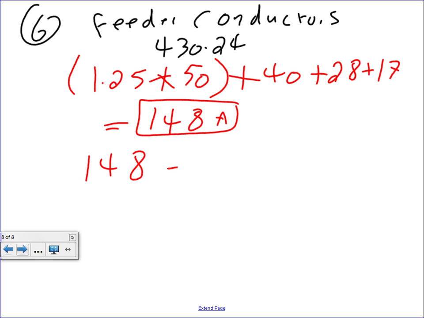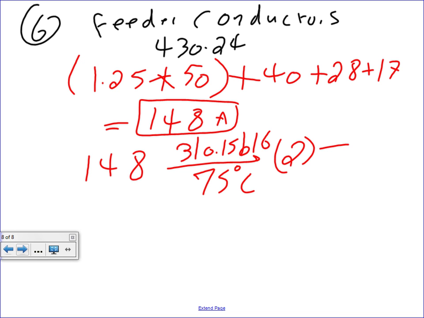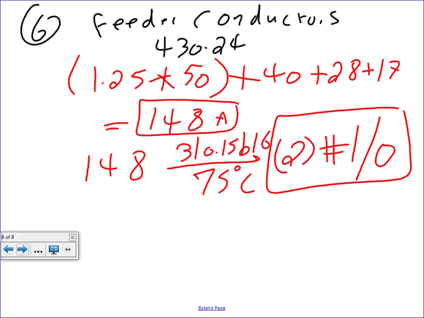148. Take it to table 310.15(B)(16) and the 75-degree column, right? Every time you size a conductor, you always go to this table. So what's the conductor size, guys, that can get me that amps? 148, 150, 1 aught. So that will give me two conductors, 1 aught. Did I look at the right one? Yeah, two conductors, 1 aught. Done.